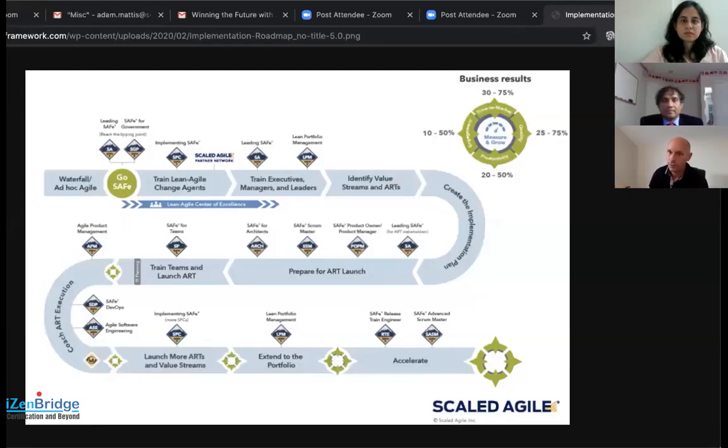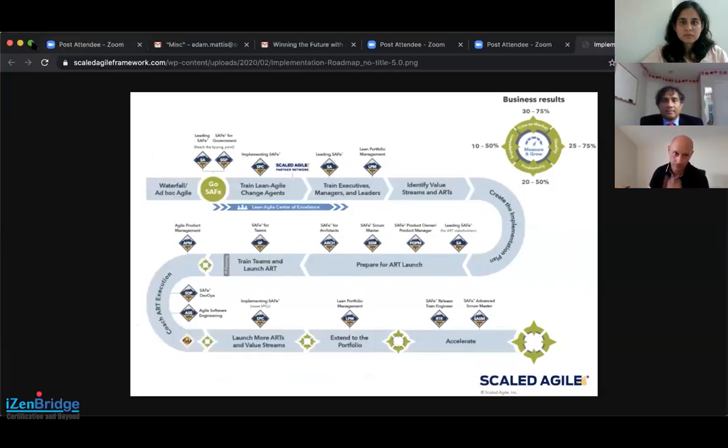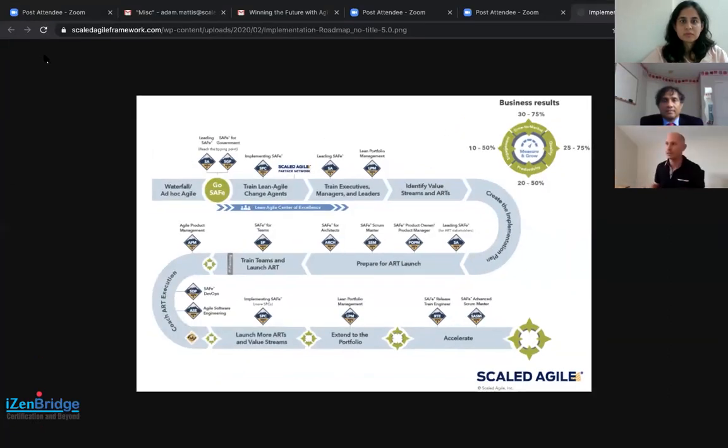So if you look at the implementation roadmap, let me see if I can pull this up real quick and share. So when we talk about the journey to agility for a lot of organizations, it's not linear. It's not something that we do overnight or in a few weeks. So let me go ahead and share this. All right, so this implementation model is based on the work of John Kotter and the 8 steps of embracing and internalizing change.